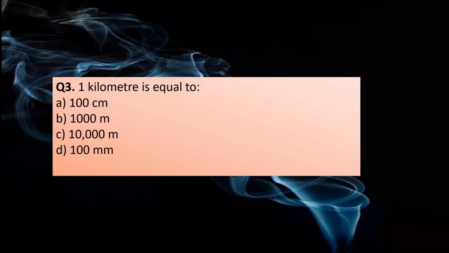Question number 3. 1 kilometer is equal to: option A, 100 centimeter; option B, 1000 meter; option C, 10,000 meter; option D, 100 meter. What is the right answer? Guess. Answer is B, 1000 meter. Kilo means 1000.